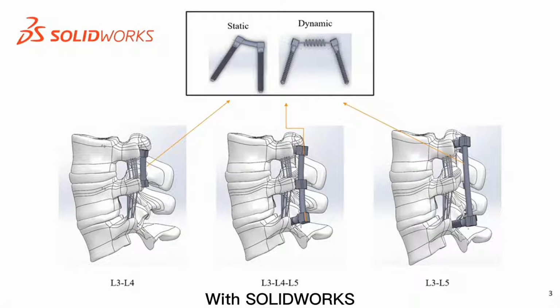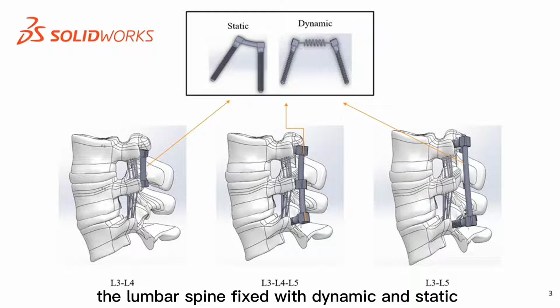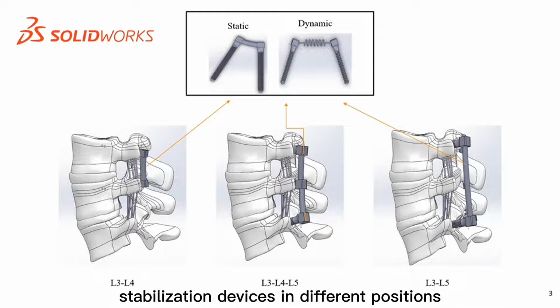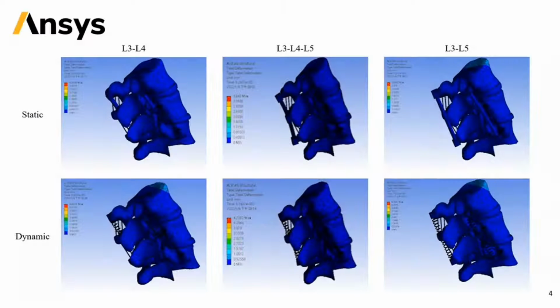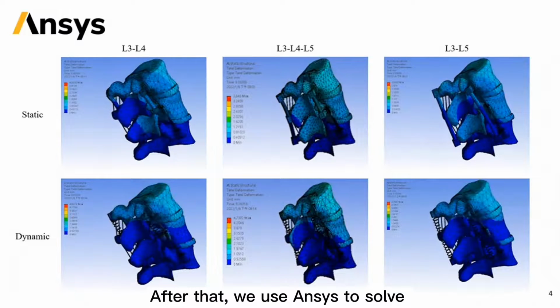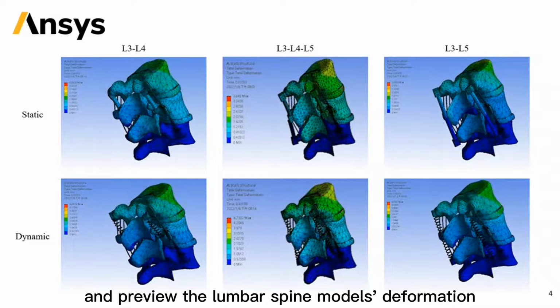With SolidWorks, we first generate the complex models, which include the lumbar spine fixed with dynamic and static stabilization devices in different positions, as shown in the figures. After that, we use ANSYS to solve and preview the lumbar spine model's deformation.